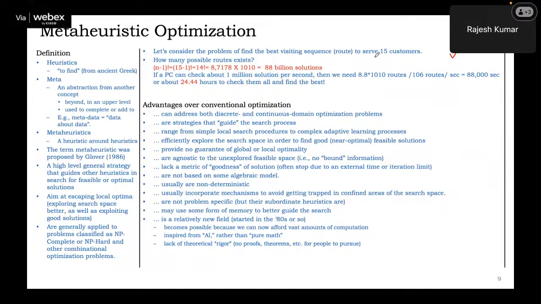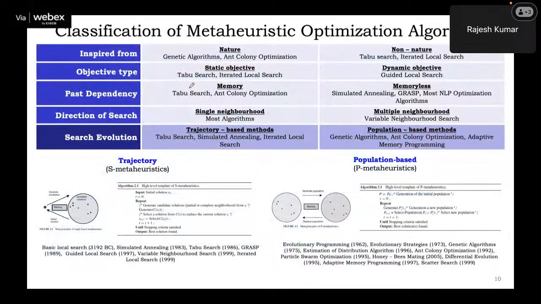Like you can see the conventional, just to serve 15 customers, the number of possible solutions is 88 billion. And if my computer takes 1 million solutions per second, we need somewhere around 24 hours. And this is just a 15 customer problem, but if you think of a 1000 customer problem, you need a lot and lot of computing. So people thought, okay, why not think of some other solutions which are better in a way, like we can have multiple solutions and from there can we extract something out of it. So the classification is done on various forms when we talk about meta heuristic.